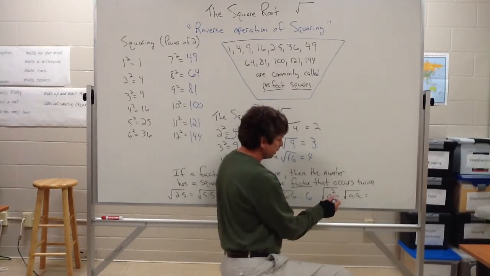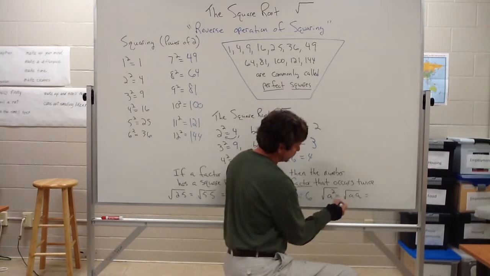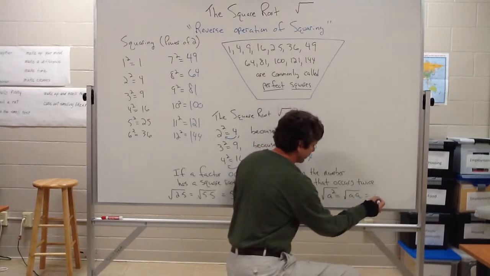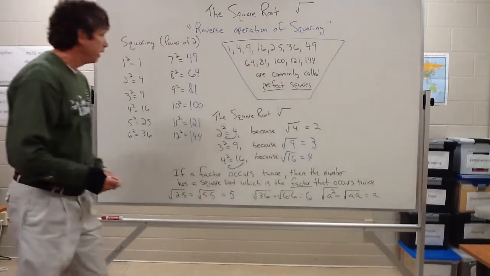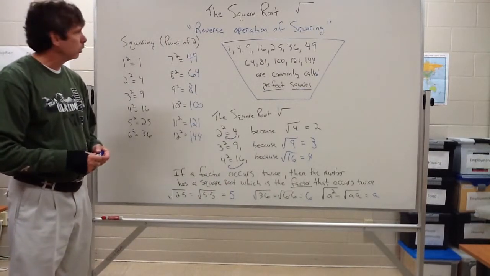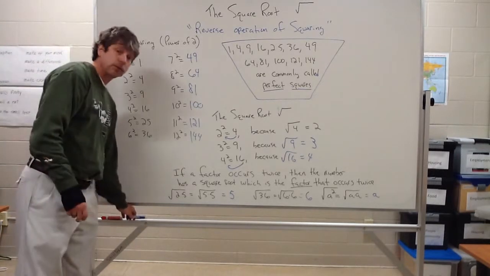And this also works with letters. A squared is a perfect square because a squared is made up of a times a. So the answer is just that factor 1 time, that a. So there's a nice brief introduction into what a square root is. And next lesson we'll work a little bit more with simplifying square roots. Stay tuned for that.